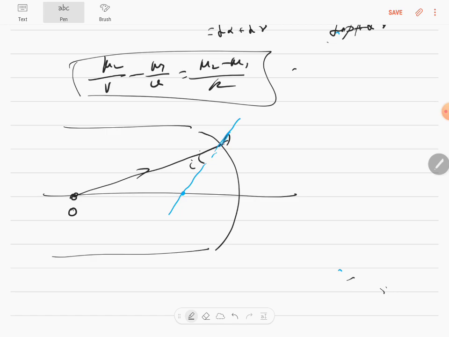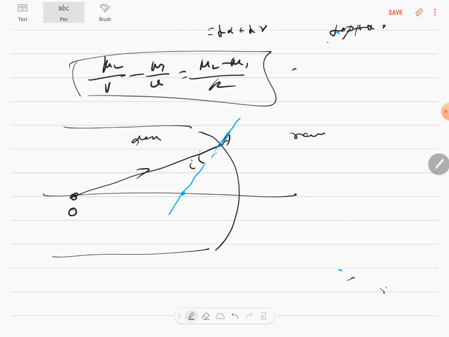Okay, that side or this side. Okay, so yeah, but you have to get an image on the same side. So this is from denser, it's entering into rarer. It's going to bend away from the normal. Yeah, it's going to bend away from the normal.